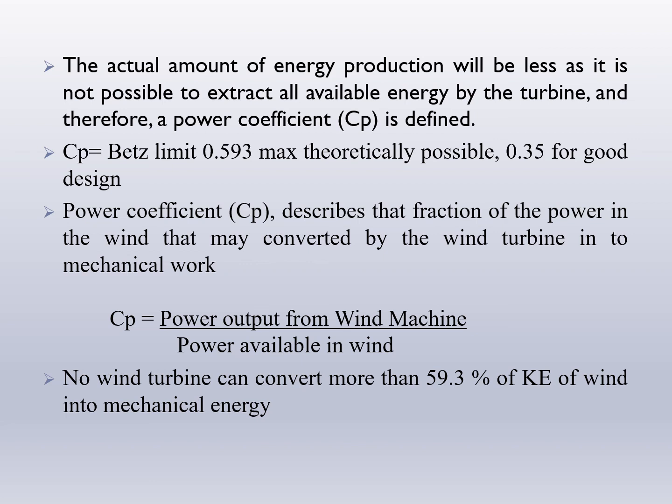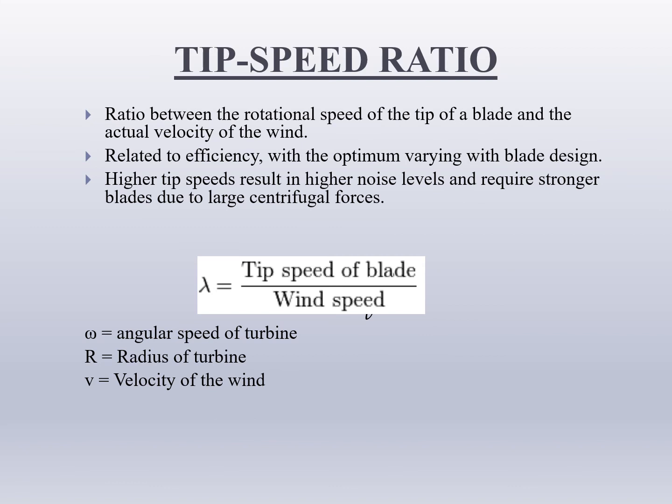Coming to power coefficient Cp, it's a measure of total energy extracted by the rotor of the turbine, and it is given by power output from wind machine divided by power available in wind, and the value is 0.593, and for good design the maximum value is 0.35, and the value of Cp varies with rotor design and tip speed ratio. And tip speed ratio is the relative speed of wind and the rotor, and has a maximum practical value of about 0.4. It is represented by the letter gamma. Gamma is given by tip speed of the blade divided by wind speed.